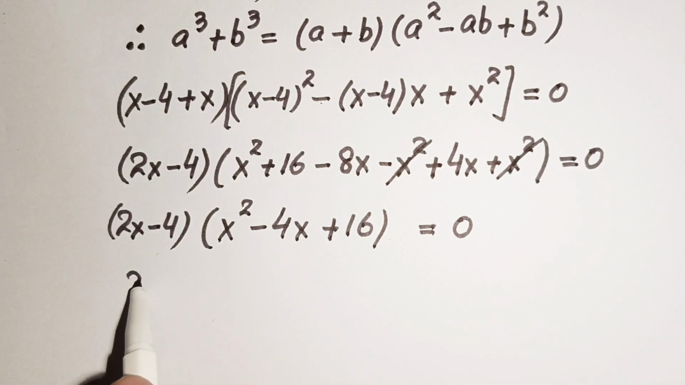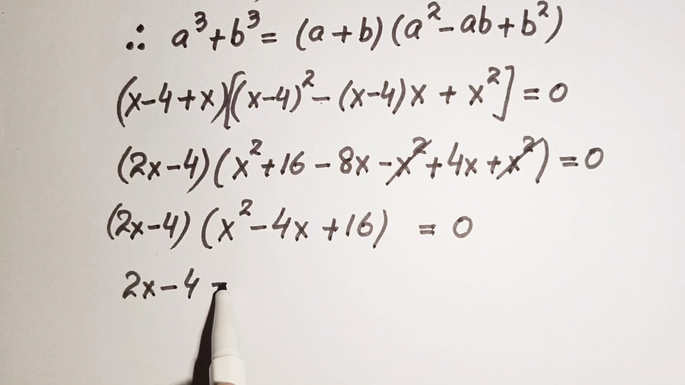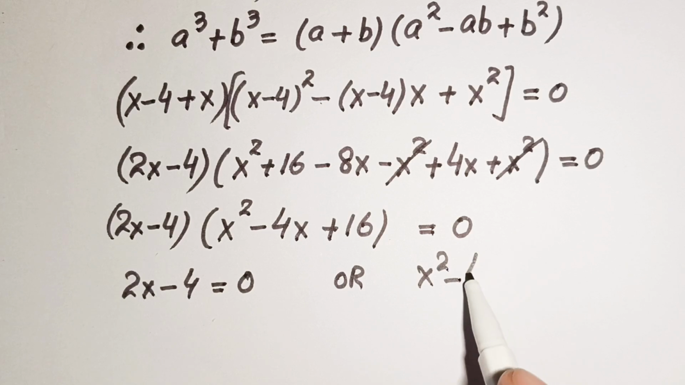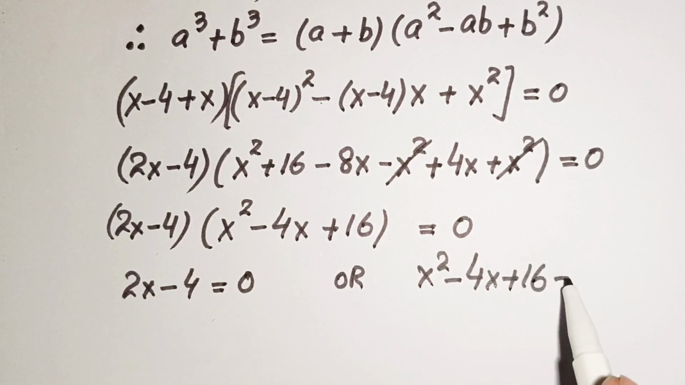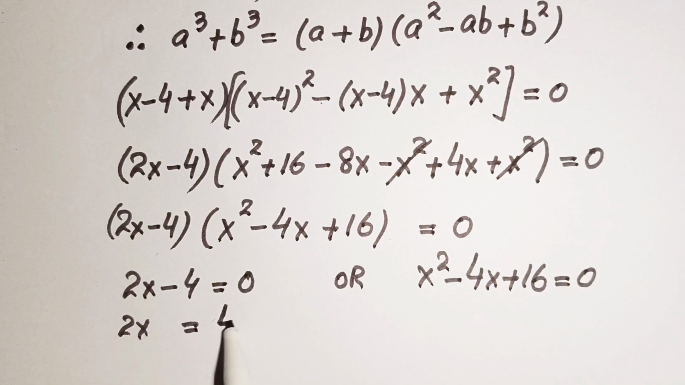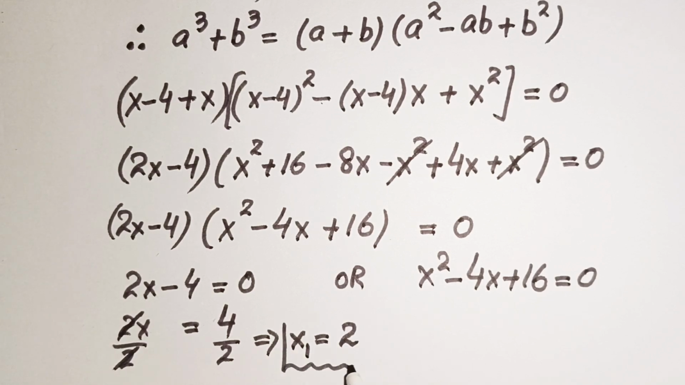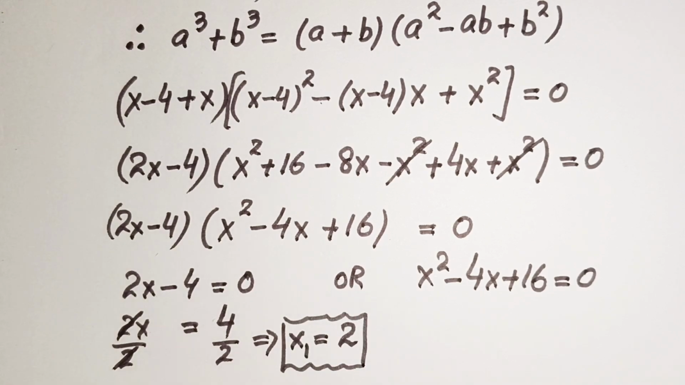Now we have two possible cases: 2x − 4 = 0, or x² − 4x + 16 = 0. In the first case, shifting the minus 4 we get 2x = 4, and dividing by 2 on both sides, x = 2. So we have the value of x, which is 2. It is a real solution, let's say it is our x1.